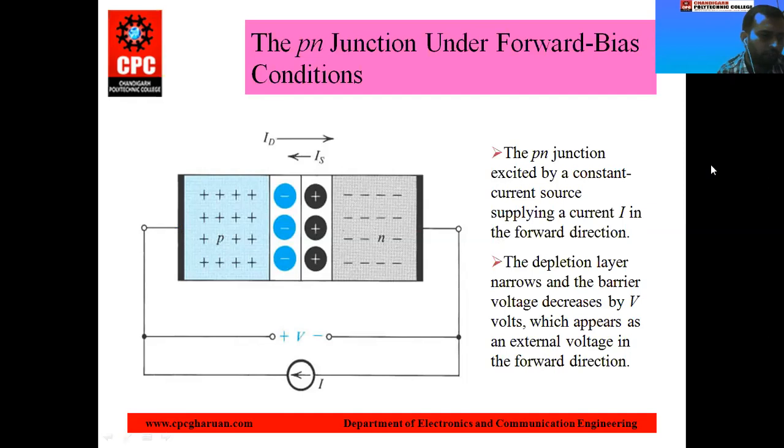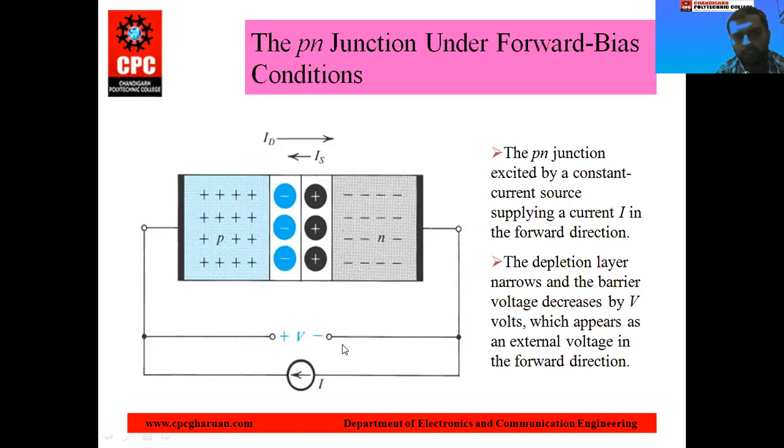Forward bias means that the positive terminal of the diode is connected with the positive terminal of the supply and the negative terminal of the diode is connected with the negative terminal of the supply. That condition is known as forward bias. Here the positive terminal is connected with the P-type semiconductor, where the majority carriers are holes. Holes are positively charged, both have the same polarity, so they apply force inward.